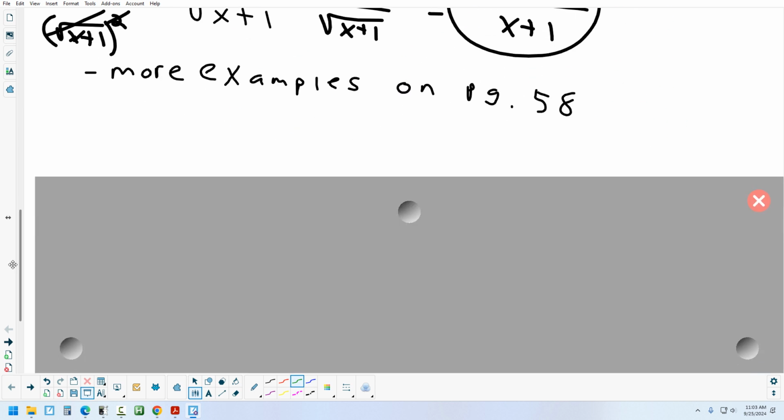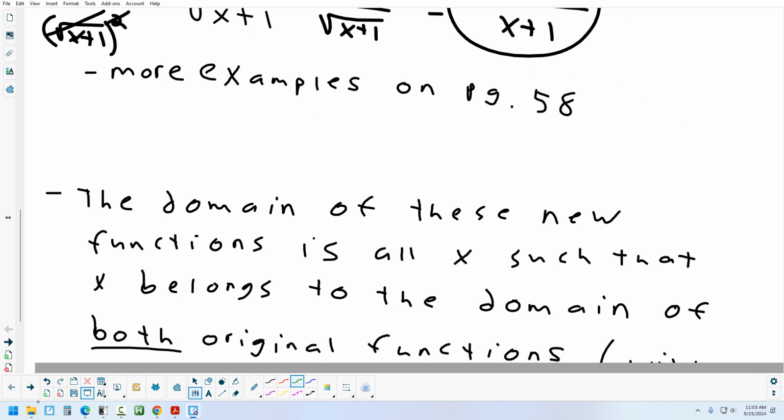And I write that down right here. The domain of the new function that you create is all x values that belong to both of the original functions.